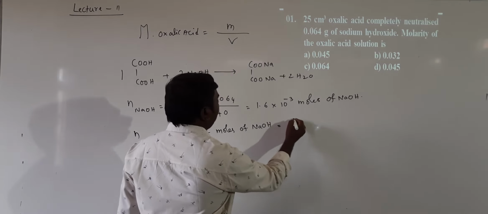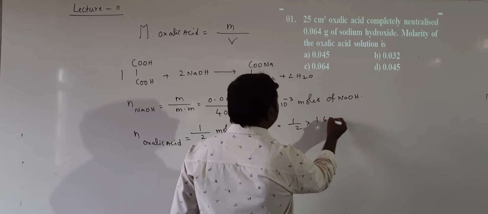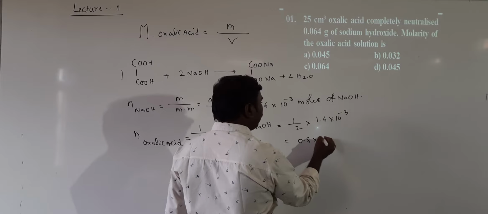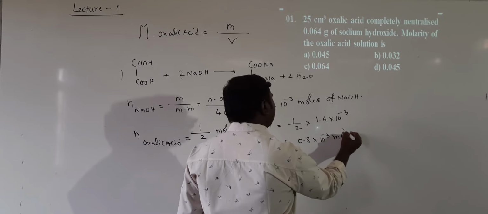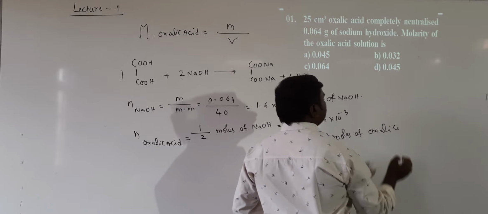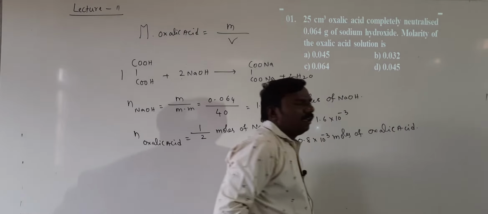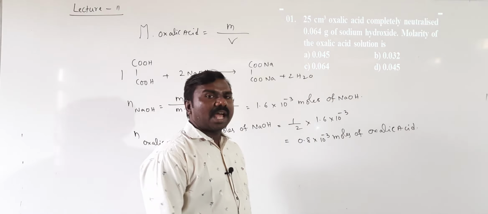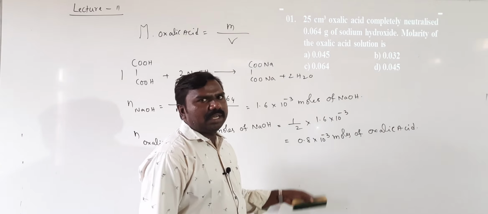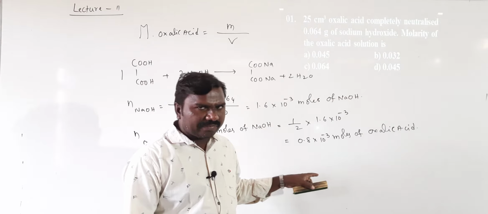That is equal to half into the number of moles of NaOH, which is 1.6 into 10 to the power of minus 3. That is equal to 0.8 into 10 to the power of minus 3 moles of oxalic acid. Very, very important: as per the stoichiometric equation, NaOH 2 moles, oxalic acid 1 mole. As per the given data, NaOH 1.6, oxalic acid 0.8, half of it.